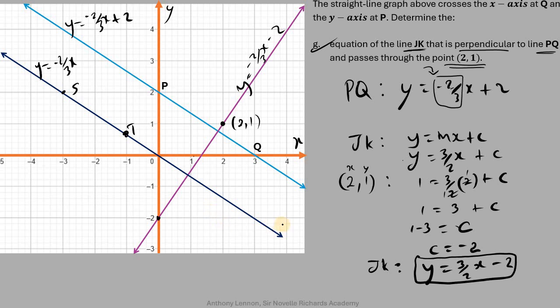So that completes the questions that we were asked to complete from A to G. Any questions? All right, so let's look at another problem.